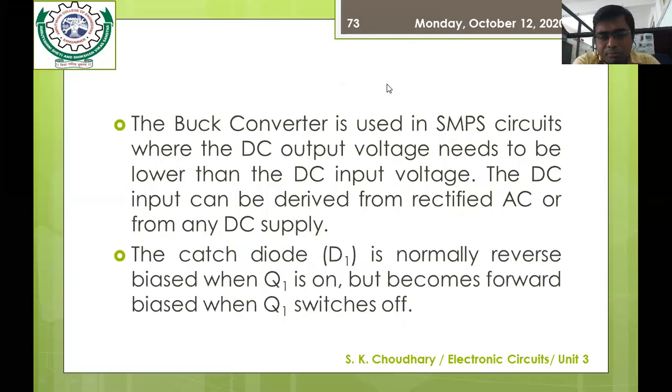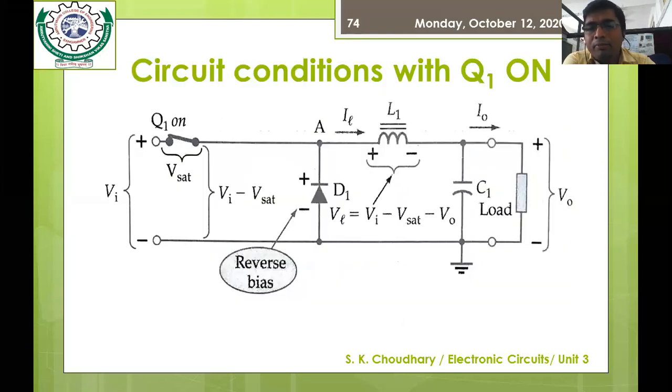The catch diode D1 is normally reverse biased when the transistor switch is on, but becomes forward biased when the switch is off. This is a property of the way we have connected the diode. Now we will divide the circuit operation into two conditions. First condition, when your switch, here a BJT transistor switch, is on.